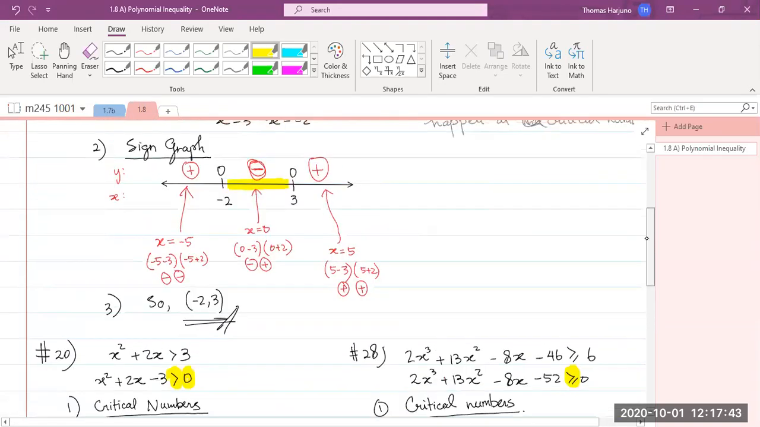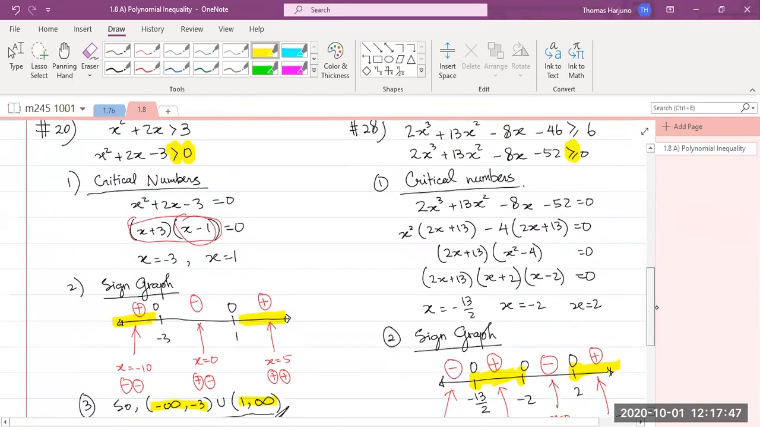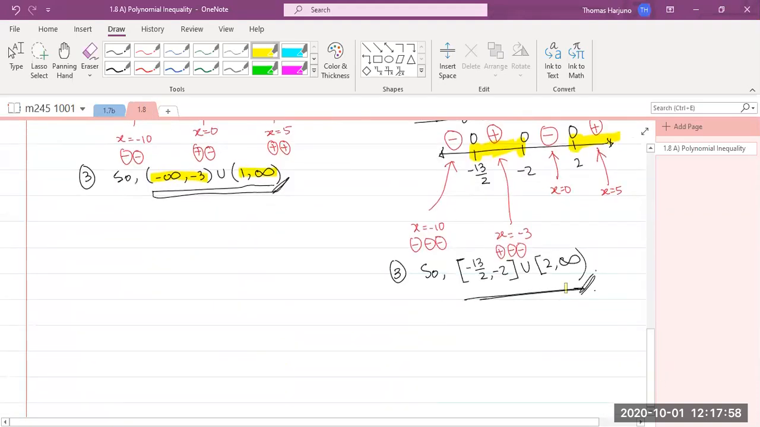In the examples that I did here, example 1, number 20, and number 28, all of them have the sign alternating, like plus, minus, plus, minus. But that's not always the case. That's why you need to do testing points. At least for now, please do the testing points.